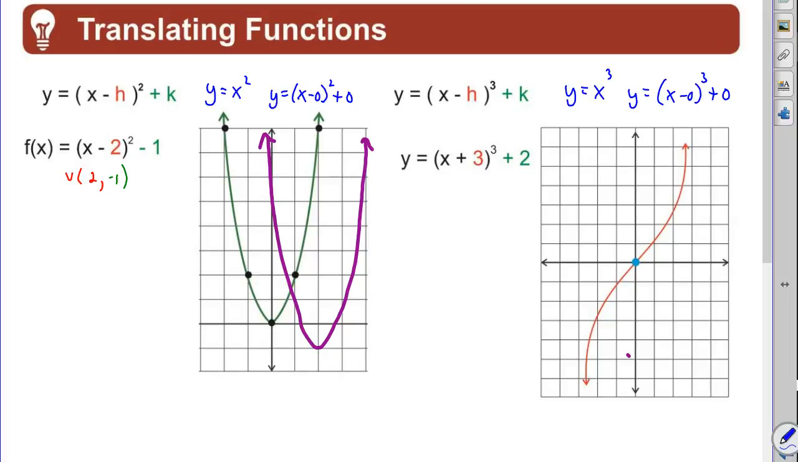Where will the point of inflection of this one end up? Now, be careful here. It would be at x equals -3 and y equals 2. Again, remember, you read the h after a negative sign. This was negative, and -3, hence we wrote +3. So -3, 2. So this is translated 3 to the left and 2 up.